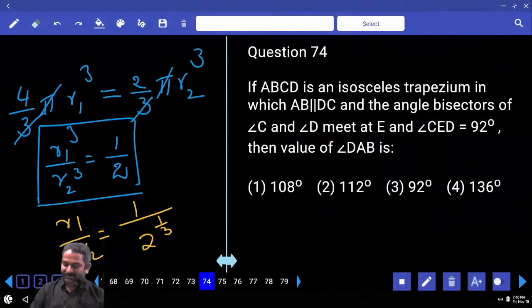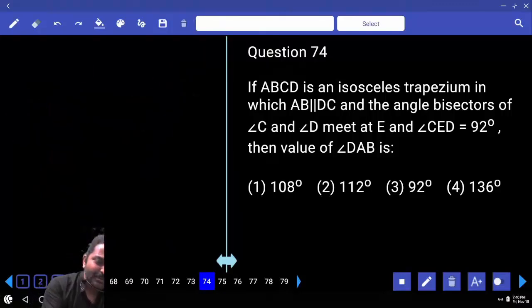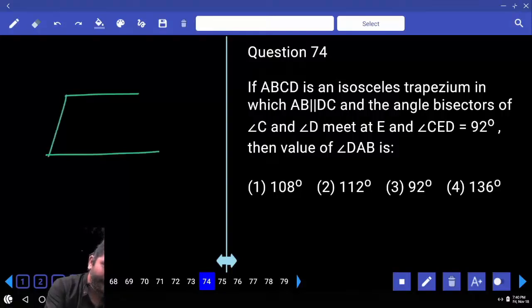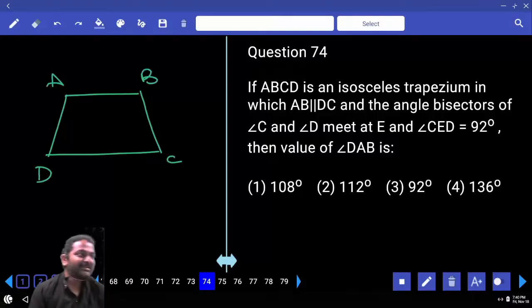ABCD is an isosceles trapezium in which AB is parallel to DC, and the angular bisectors of angle C and angle D meet at E, and angle CED is 92 degrees. What is angle DAB? Trapezium. Isosceles trapezium. Two parallel sides. A, B, C, D. Yes?